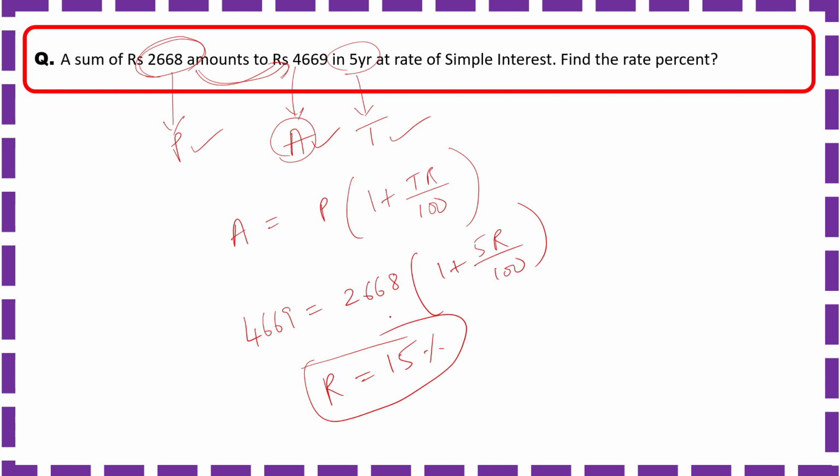So the rate percent is 15, right? So here just take the LCM. Okay, take LCM and solve this. You will get R as 15%.